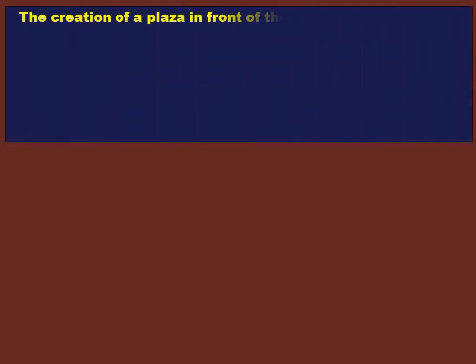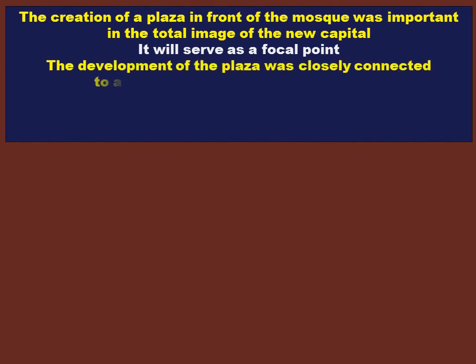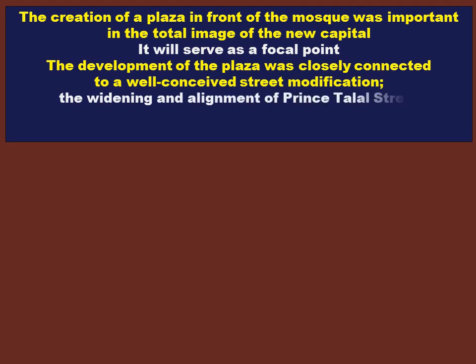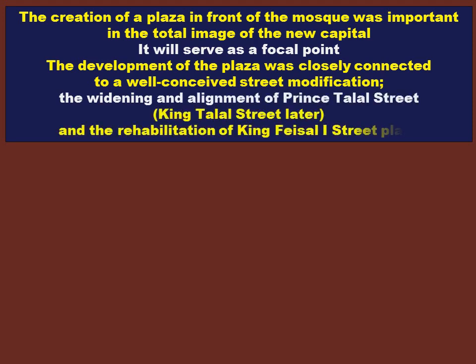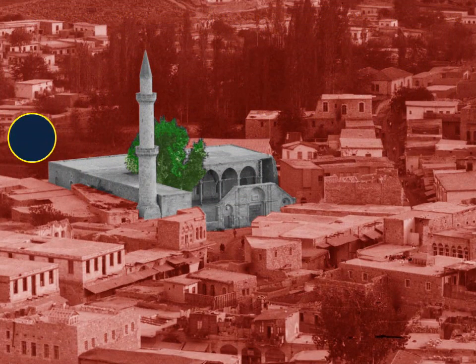The creation of a plaza in front of the mosque was important in the total image of the new capital. It will serve as a focal point. The development of the plaza was closely connected to a well-conceived street modification, the widening and alignment of Prince Talal Street and the rehabilitation of King Faisal I Street Plaza. 1935.